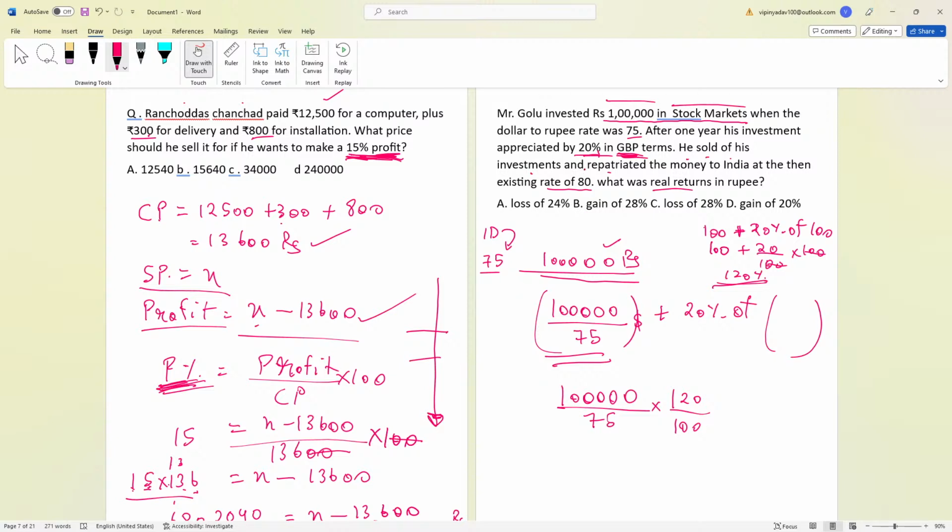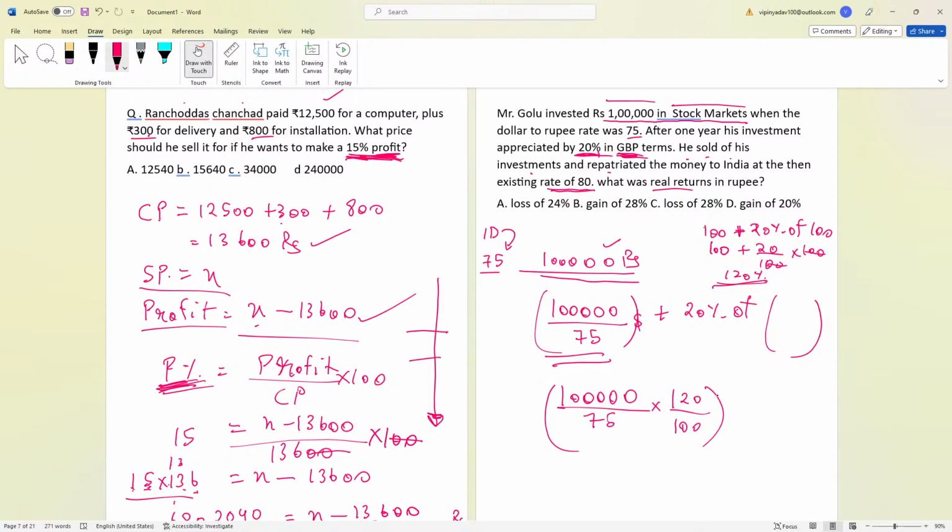It is like 20% increased. So now if this is the increased part, fine. Then what I can do is just calculate this part and we can get the answer. Apart from this, it is saying that the existing rate of 80 rupees, we have to also convert it.